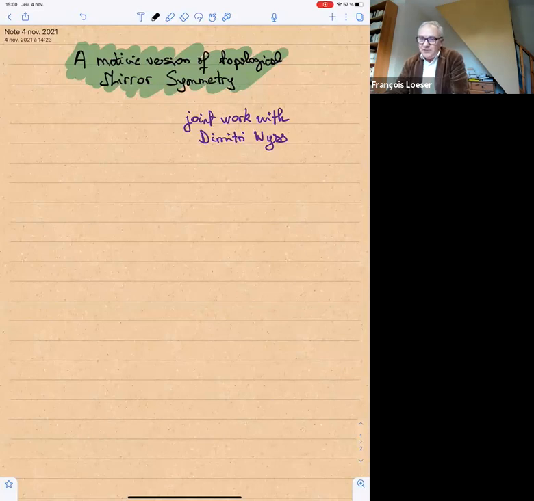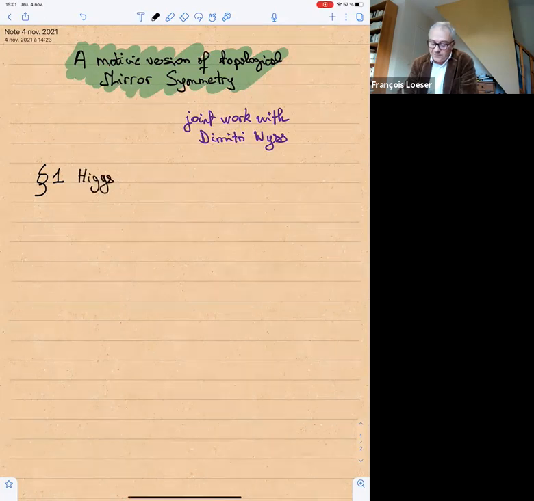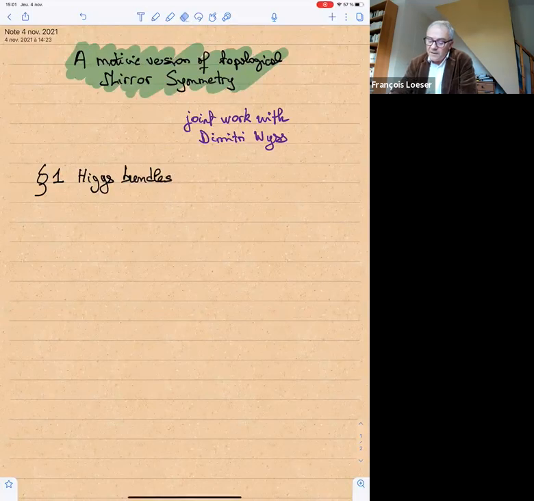So, I will present today joint work with Dimitri Viz. Let me first introduce some of the objects we will deal with. We will consider Higgs bundles in the following framework.